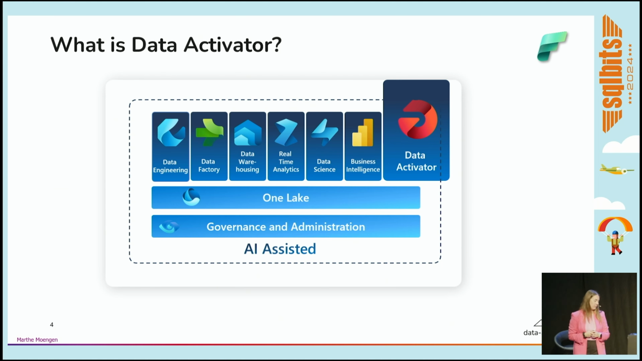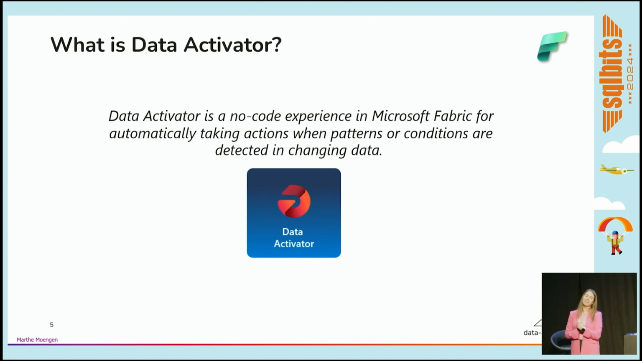Okay. And what is it? Well, it could be this sentence. Data Activator is a no-code experience in Microsoft Fabric for automatically taking actions when patterns or conditions are detected in changing data. So that's what we want to use it for. That's our sentence. But what does that mean, and how can we do this in practice?